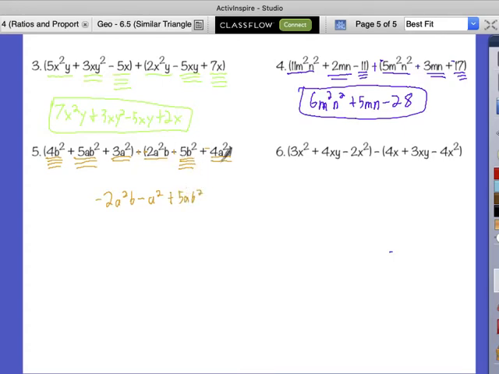And we already worried about changing our signs, so we don't have to worry about the subtraction while we're doing this too. That's a lot of steps at once. 4 underlines: we have this 4b squared and this positive 5b squared. 4 plus 5 is 9b squared. Questions on that one? Okay.